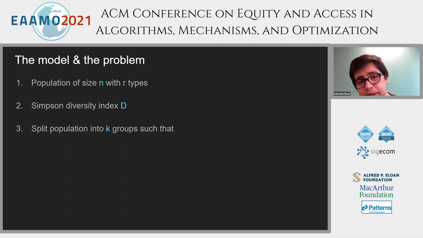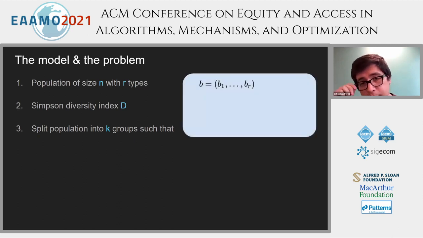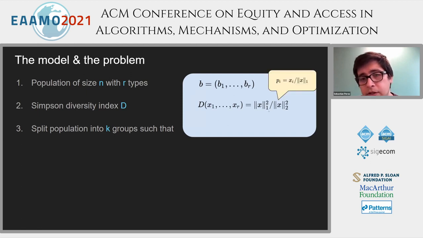So the formal model, the mathematical model, is that we have a population of size n, and this population is divided into R types. The information is given to us by a vector B. The vector B contains the number of types. So B_i is the number of entities of type i. We measure diversity with the effective number, or the Simpson effective number, which we can reformulate as this ratio of norms. And the goal is to split the population in such a way that we can maximize the minimum over all these possible diversities.